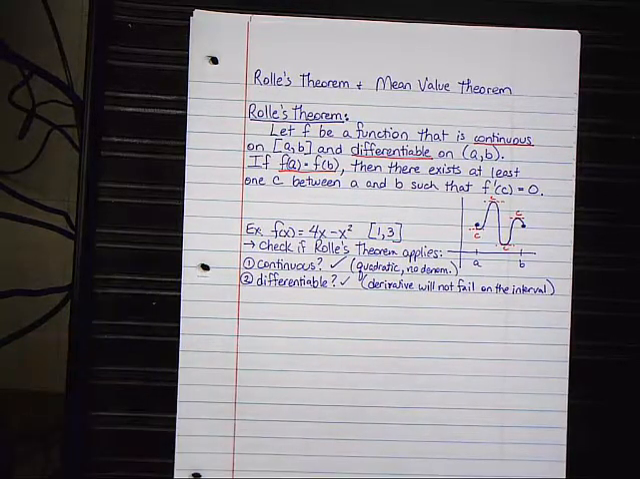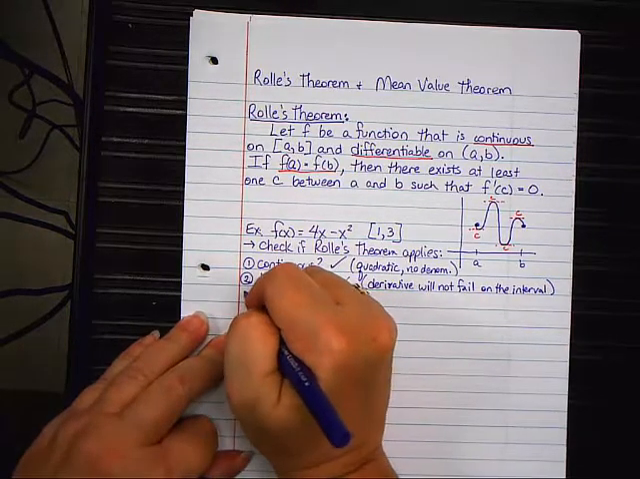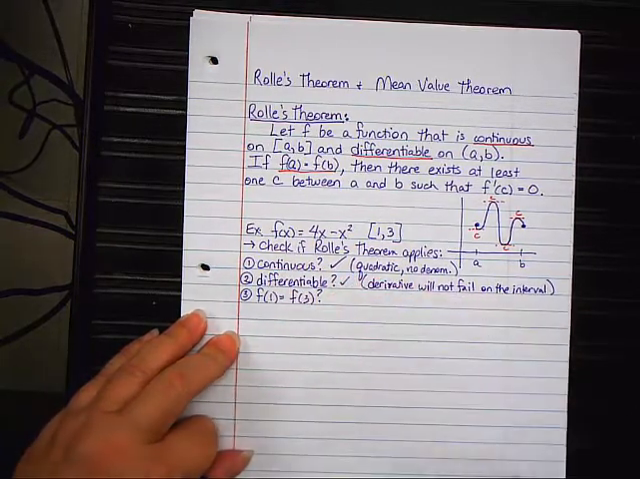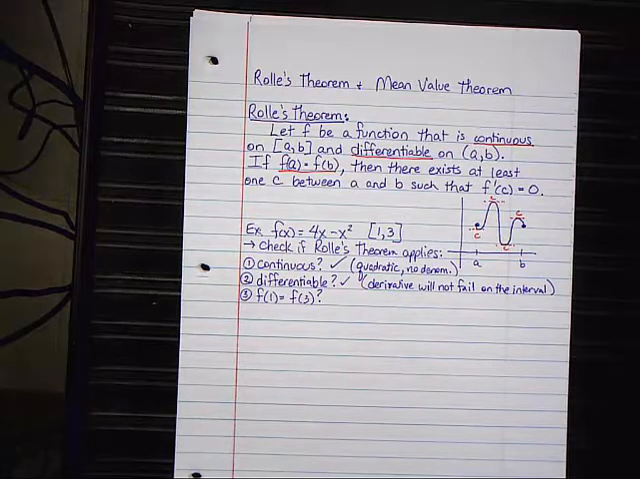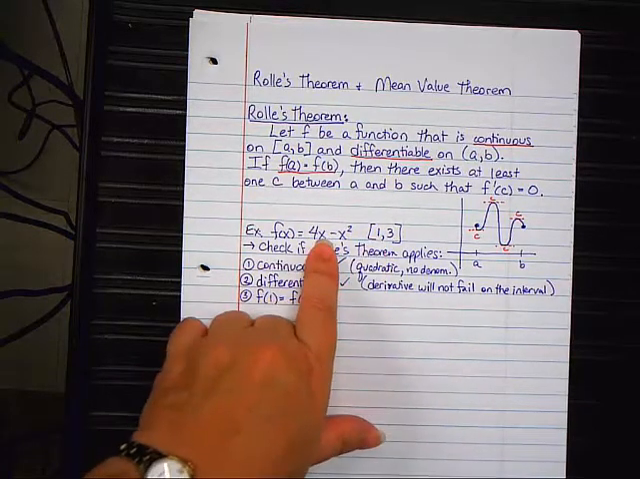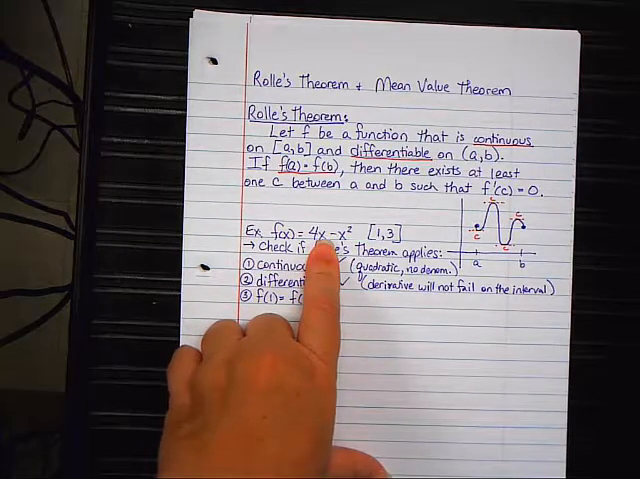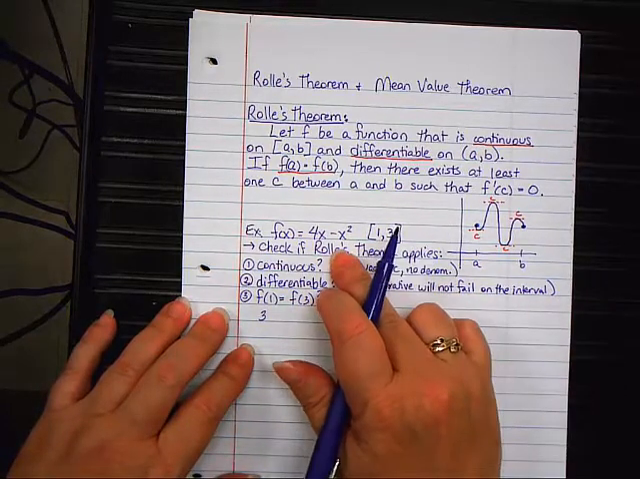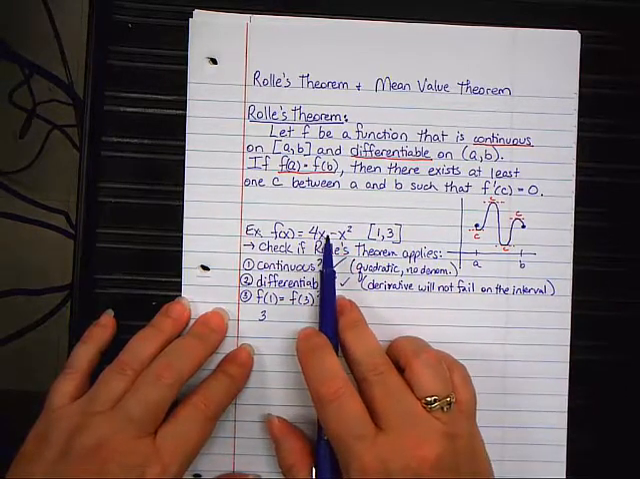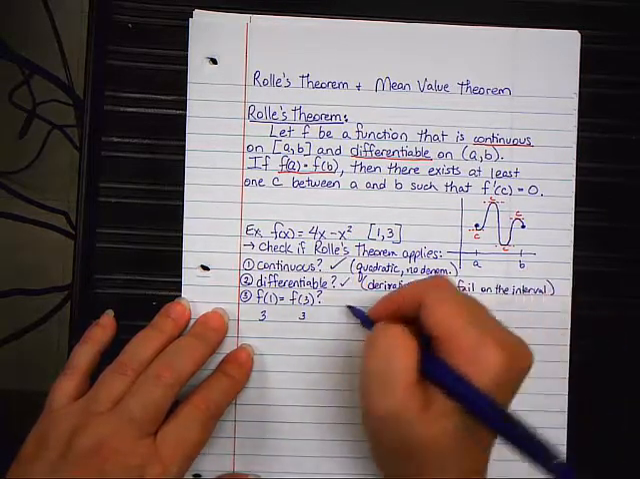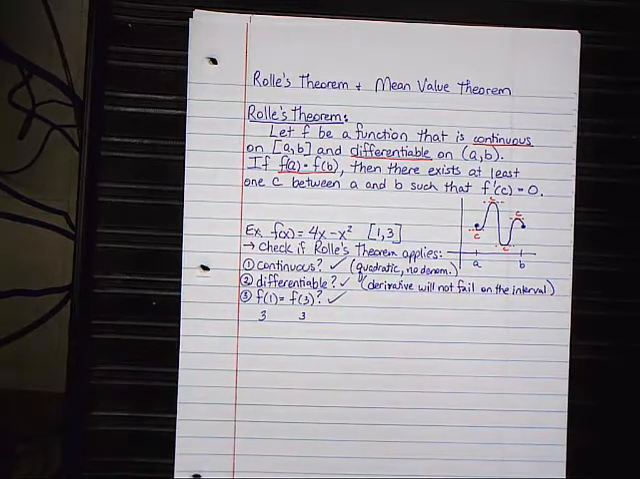Okay, so continuous, we're good. Differentiable, we're good. Third one, f of 1. Does f of 1 equal f of 3? Does f of a equal f of b? We've got to check and see. Okay, f means we plug it into which function? The original or the derivative? Original. So when you plug 1 into the original, what do you get? 3. Okay? When you plug 3 into the original, 4 times 3 is 12, minus 3 squared is 9. 12 minus 9 is 3. Are they the same? Check. That one's easy to do. Just do the math.